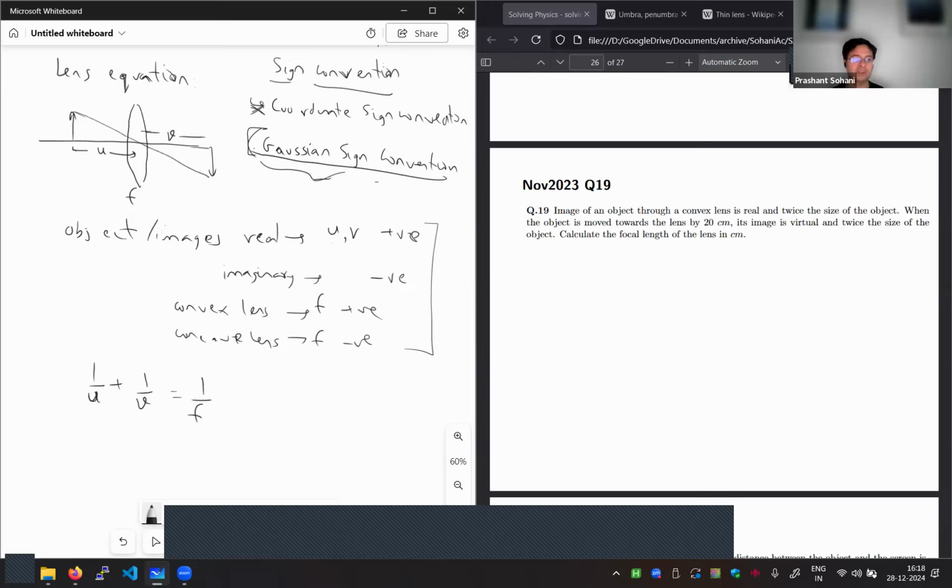Okay. So again, immediately if you see this, this is not what you use in school. So the school formula is different because the sign convention is different. In the Gaussian sign convention, this is the lens equation: 1 upon u plus 1 upon v is equal to 1 upon f. You know why I like this formula a lot? Because it emphasizes one very important property of light.